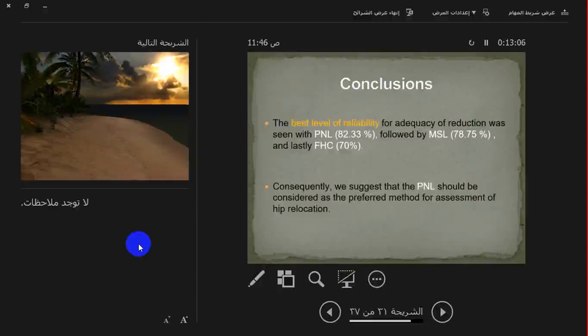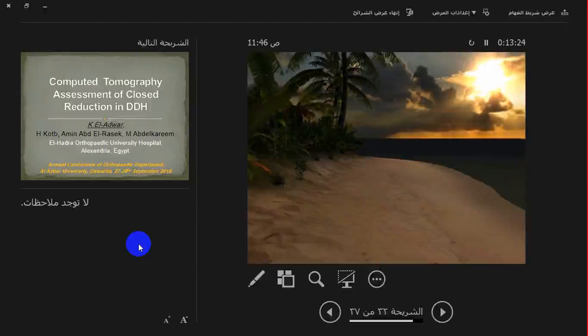The best level of reliability for adequacy of reduction was seen with the posterior neckline at 82%, followed by the modified Shenton's line, and lastly the femoral head coverage. Consequently, we suggest that the posterior neckline should be considered as the preferred method for assessment of hip relocation. Thank you very much.